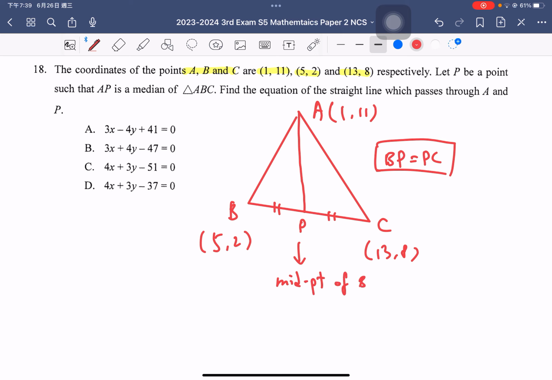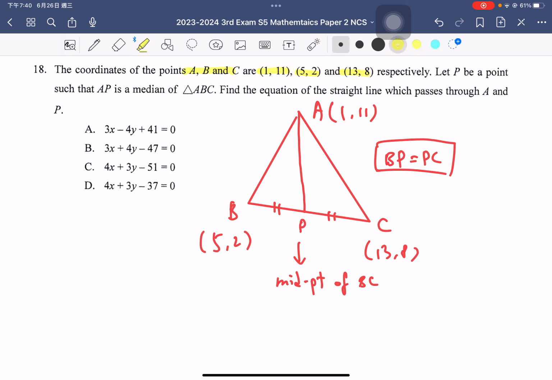of BC. So now the question is asking to find the equation of the straight line that passes through A and P. So the main thing of this question is to change the sentence into some pictures and to understand what you need to find. That's the main thing I want you guys to know how to do.